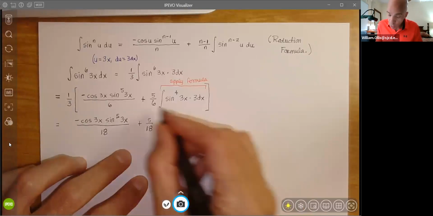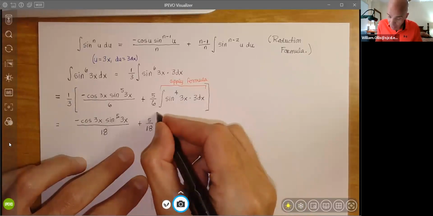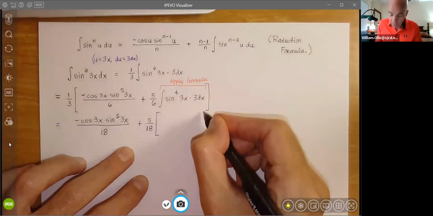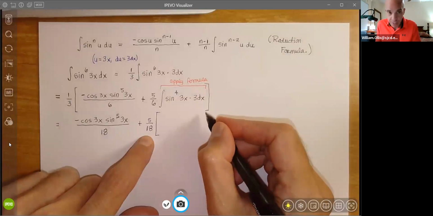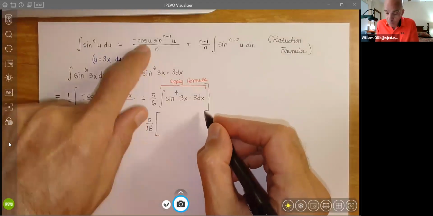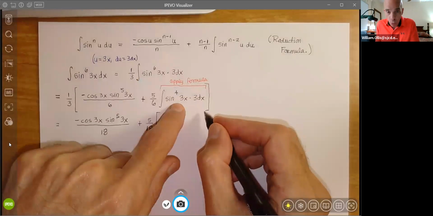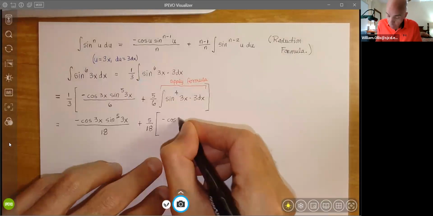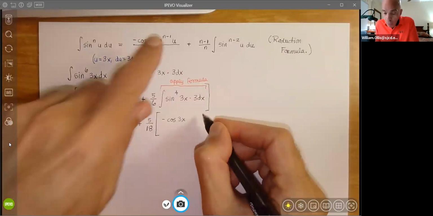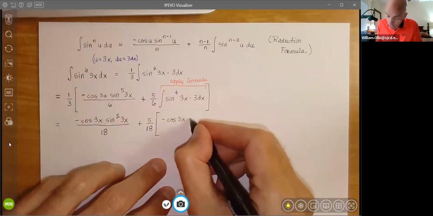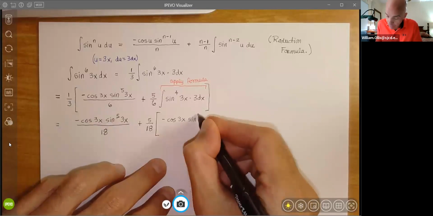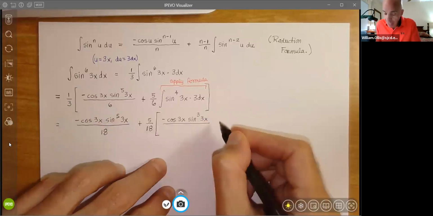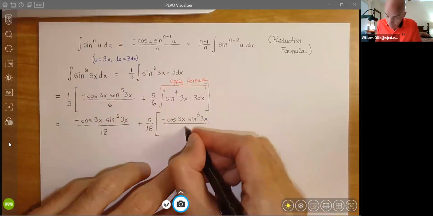So now notice we do the bracket again. So this part we apply the formula. So we have the 5/18 now outside the bracket. So we go up to the formula where n is equal to 4, and we have negative cosine 3x, and now 4 minus 1 is 3. So we have the third power of sine of 3x divided by n, which is 4.